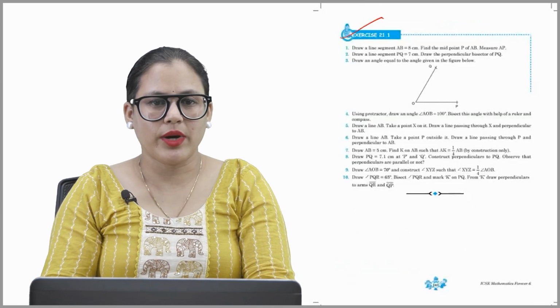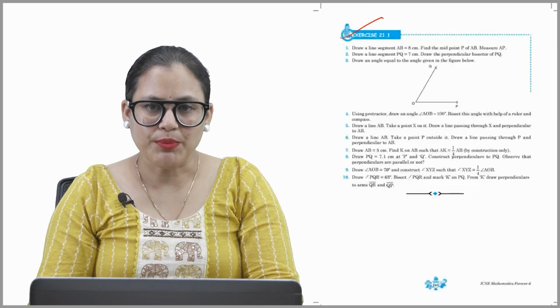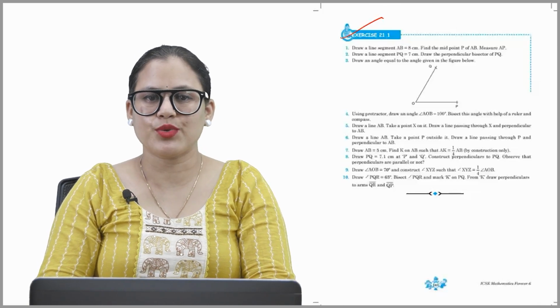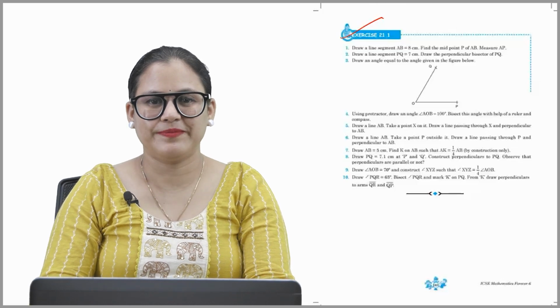Exercise 21.1. Draw a line segment AB equal to 8 centimeter. Find the midpoint P of AB and measure AP. Students, now you will practice this construction work. Okay.